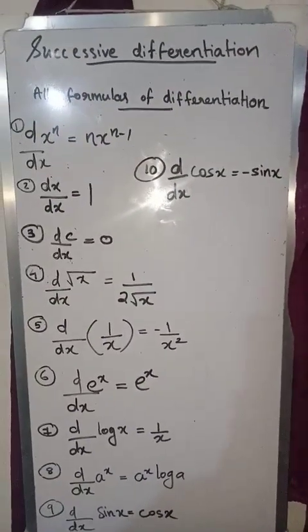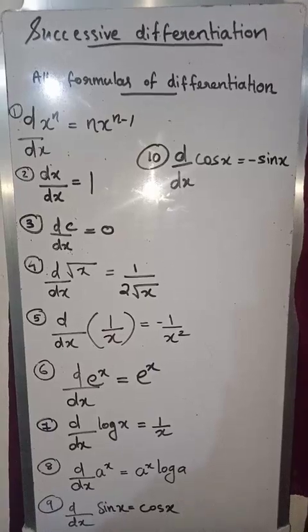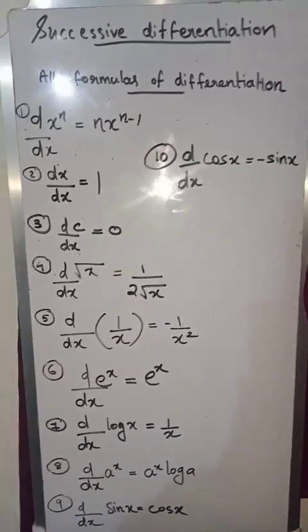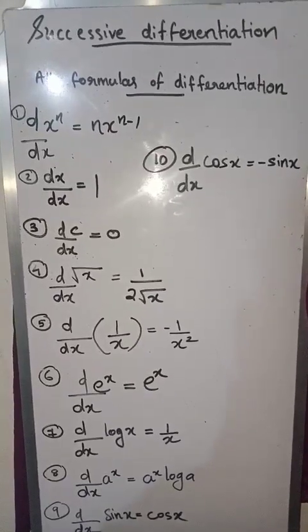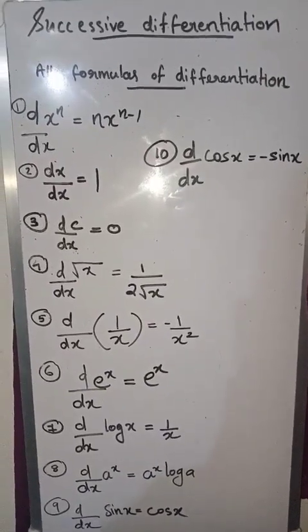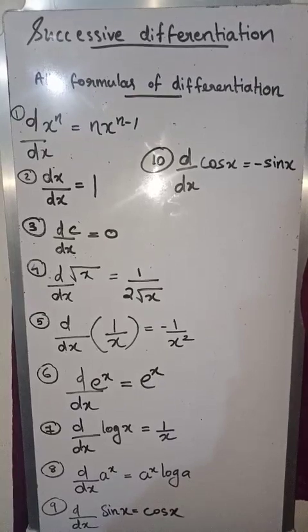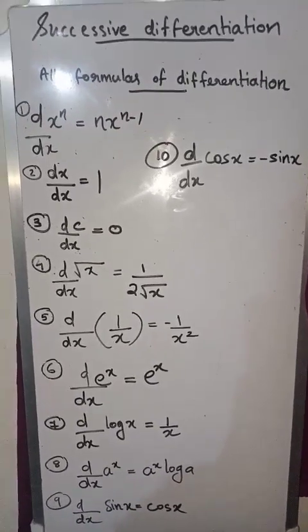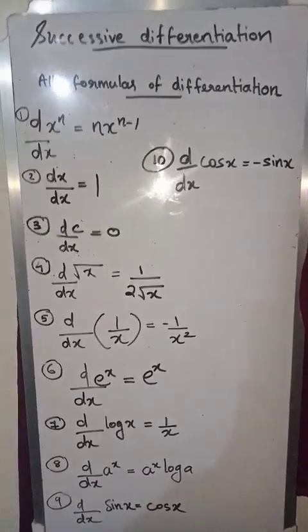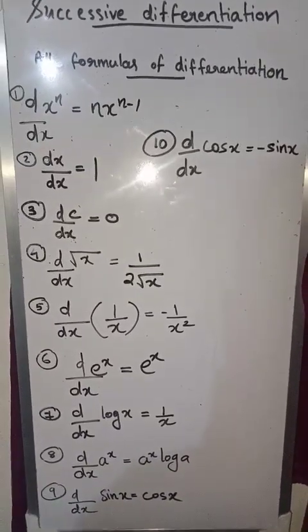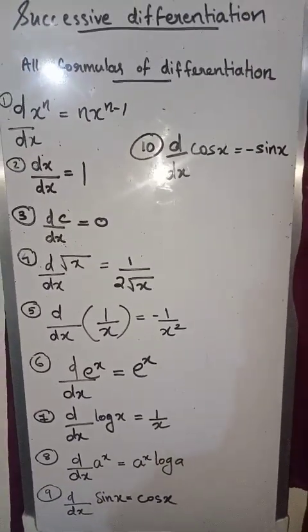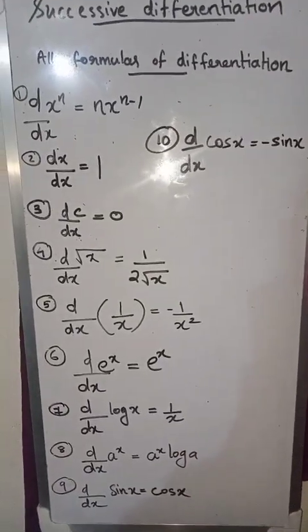Guys, today we are going to learn successive differentiation. Before going to the topic, let's discuss all the formulas of differentiation. First, d by dx of x raised to n is equal to n x raised to n minus 1. D by dx of x is equal to 1. D by dx of c is equal to 0, where c is a constant. So the differentiation of a constant is equal to 0.